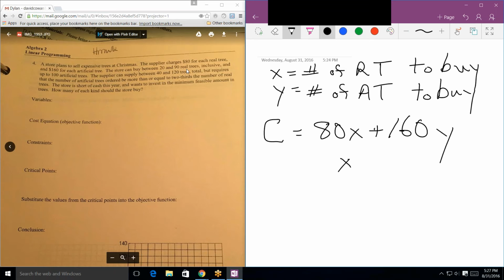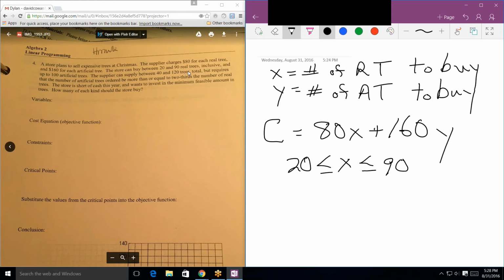Okay, so it'd be up to 100 artificial trees. So could we say X has to be greater than or equal to 20 and less than or equal to 90, right? The policy is we have to buy somewhere between 20 and 90 real trees. So that's constraint number one.